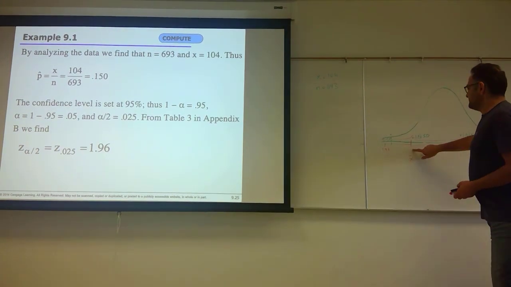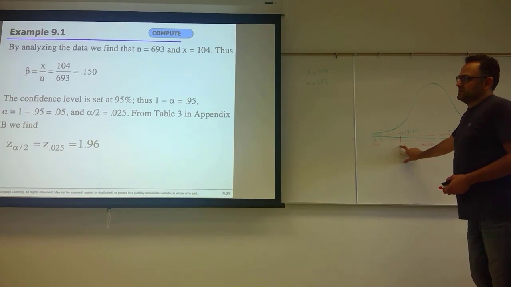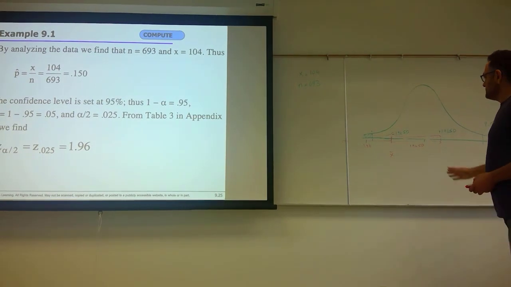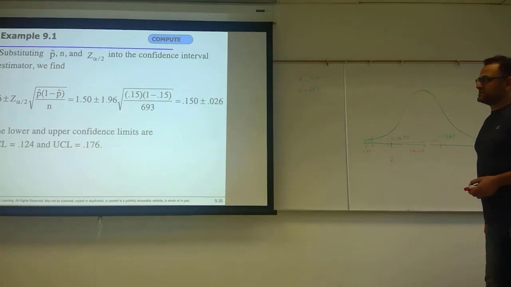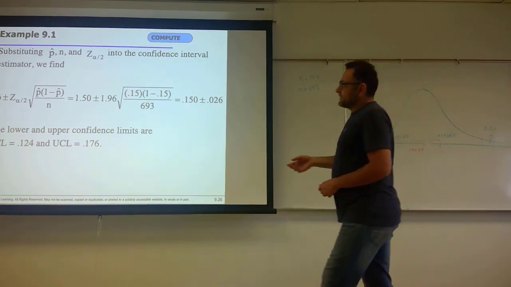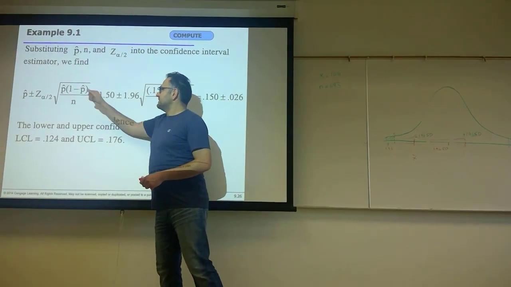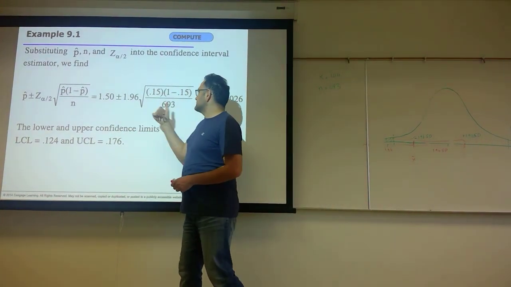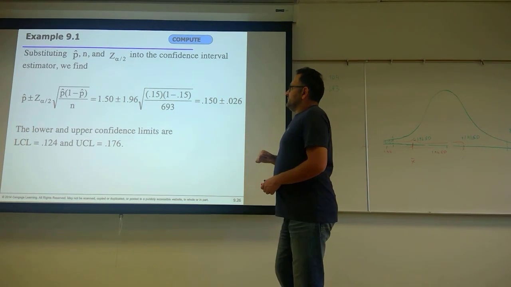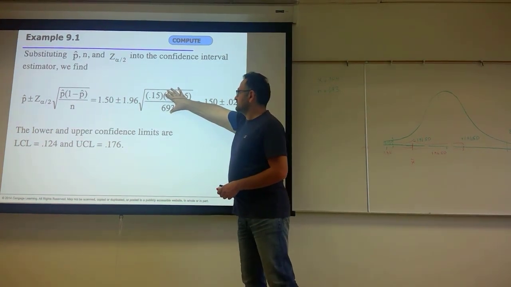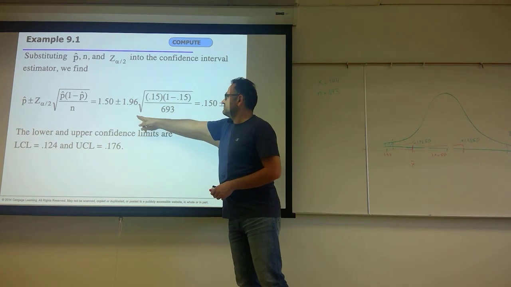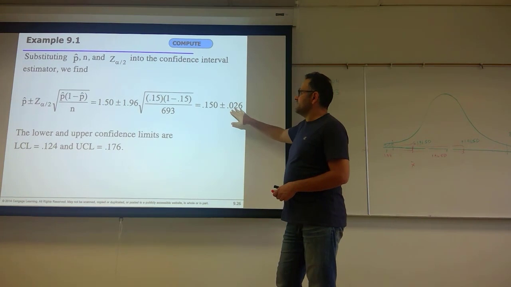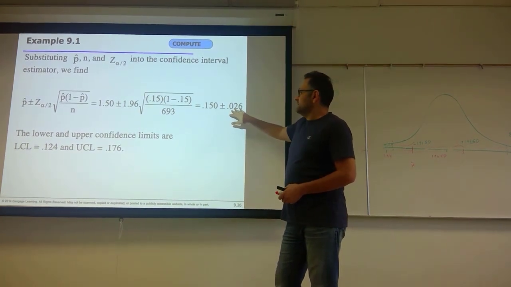So essentially, this 15% is like our sample mean that we got, right? So the probability of success was 15%, plus or minus 1.96 standard deviations. Now, what is the standard deviation? It's essentially this formula: p hat times 1 minus p hat, so 15% times 1 minus 15%, divided by n, which is 693. If you do the math, this value, square root, multiplied with 1.96 is 0.026. So 15% plus or minus 2.6% essentially.